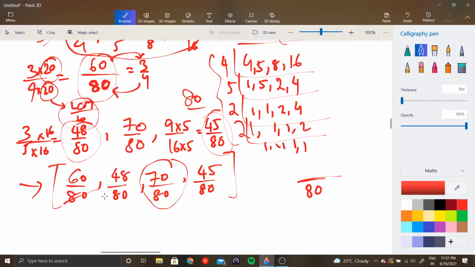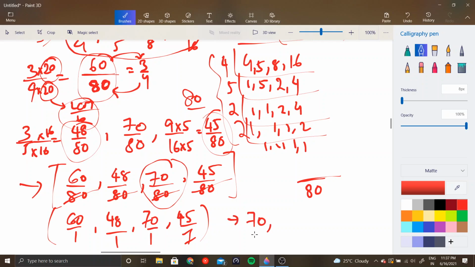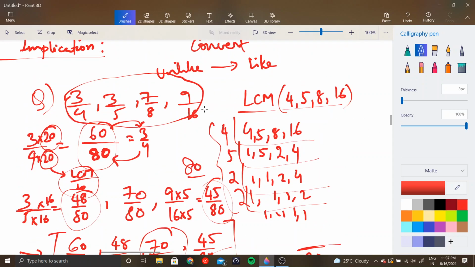So let us suppose that there was no 80. So in this case 60 is divided by 1, 48 is divided by 1, 70 is divided by 1 and 45 is divided by 1. So in this case how do you tackle this? See, now to know the maximum number is fairly simple. If you need to write the descending order, it's basically 70, 60, 48 and 45. So when you have the same denominators, you can consider the denominator to be 1. Just arrange in the order of the numerator, right? But here you could not do that because the numerators and the denominators were different.